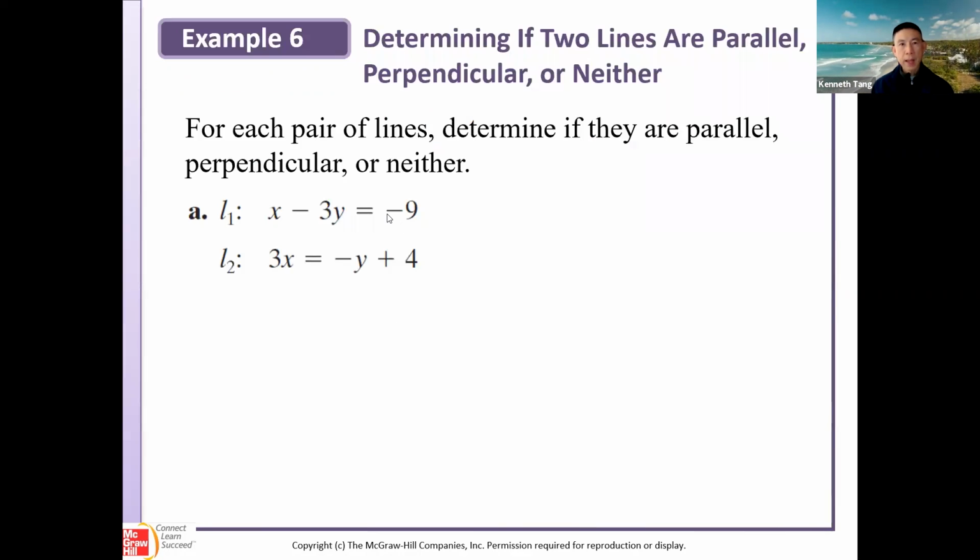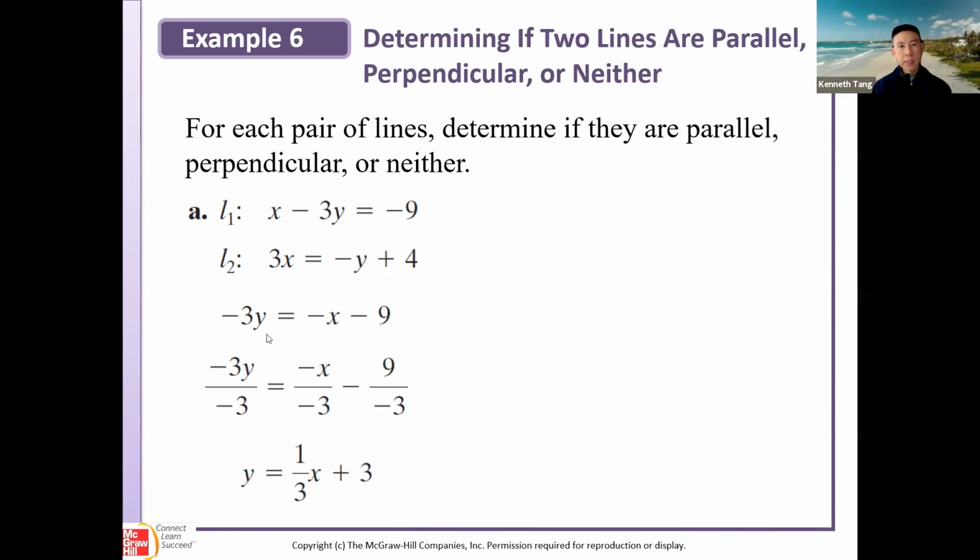So here, when the equation is not in the y-intercept form, then you're going to have to solve it into the y-intercept form. So the first equation, as you can see, is not in the y-intercept form. So I'm going to have to rewrite it into the y-intercept form, which is y equal to 1 over 3x plus 3. So for the second equation, I'll do the same thing, minus 3x from both sides.